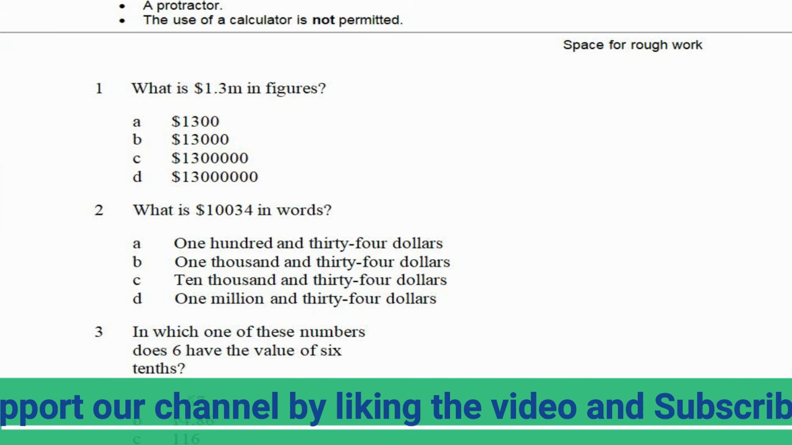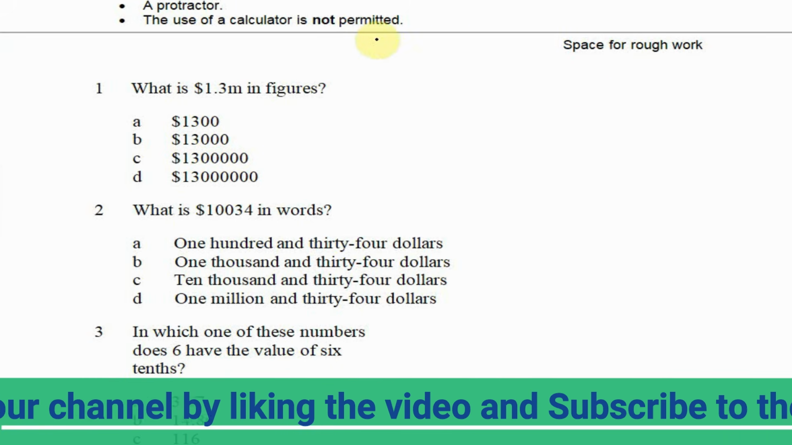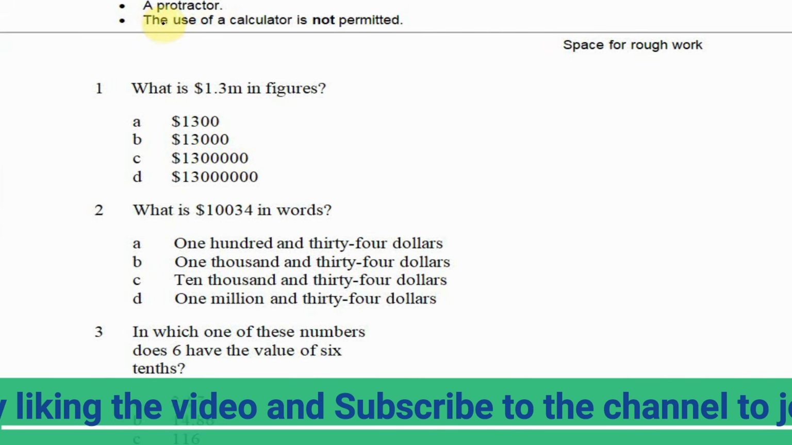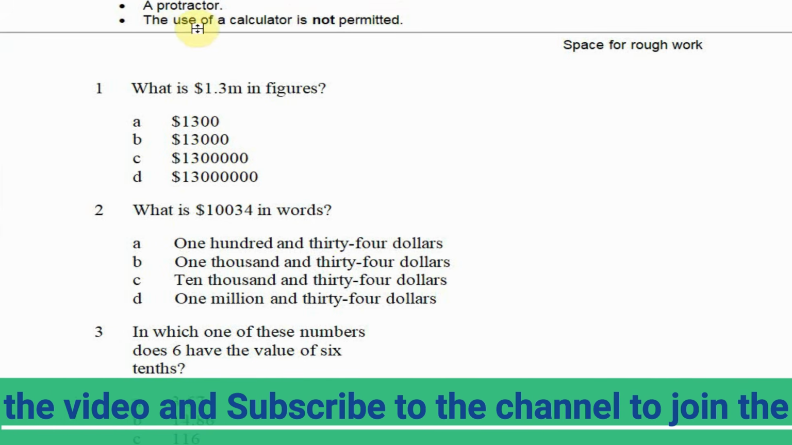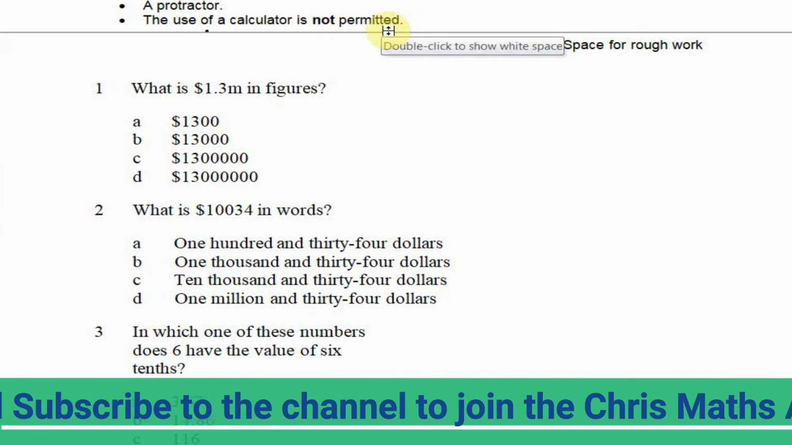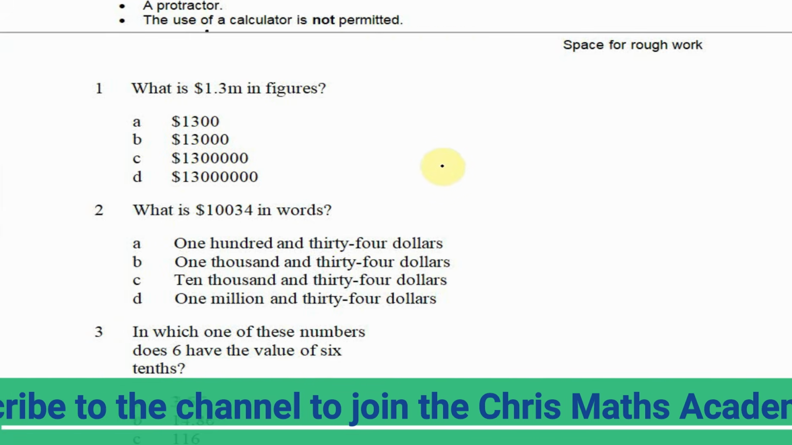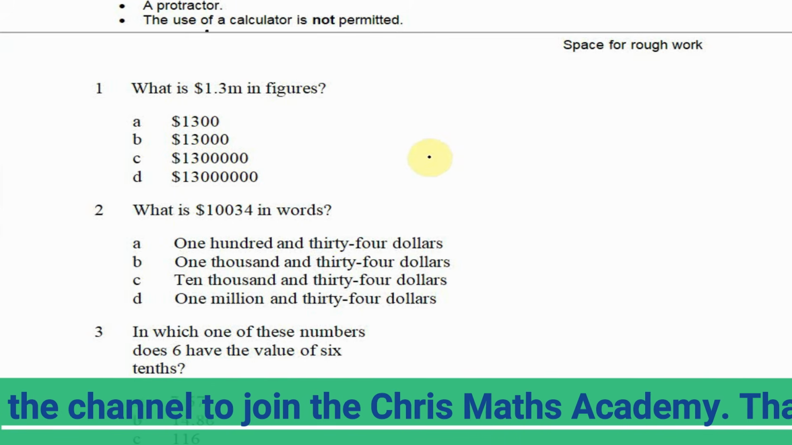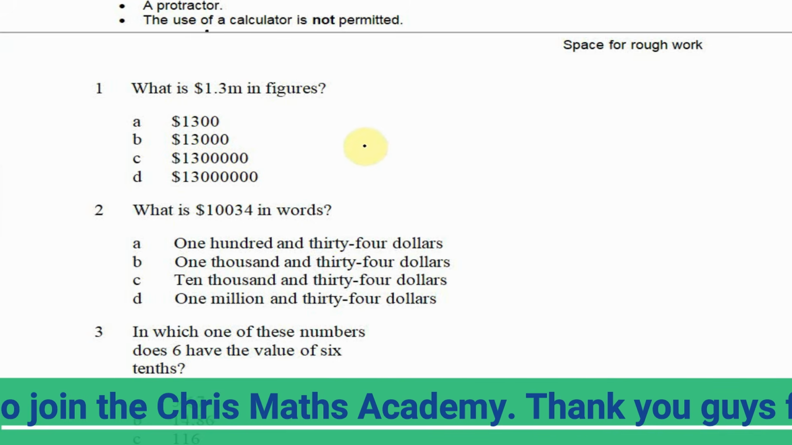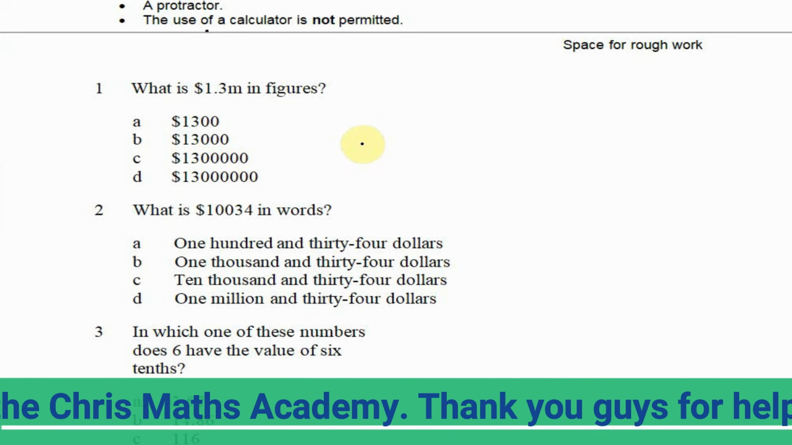And the thing about City and Guilds, guys, it does not allow for the use of a calculator. As you can see in the instruction here, the use of a calculator is not permitted. Thus whatever working out we want to carry out, we have to do so without a calculator. So I'm going to show you guys how you can carry out some of these workings.